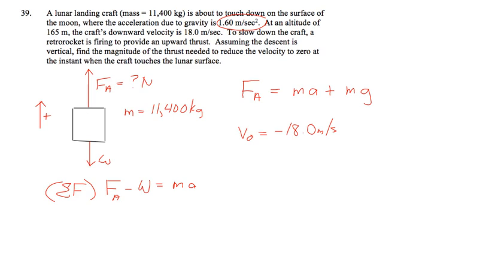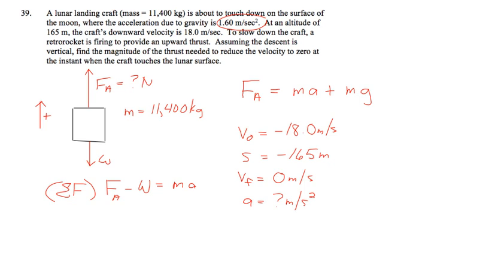All right? And it's going to go from 165 meters above the moon down to the moon. So the displacement is going to be negative 165. And the final velocity is 0. And we're looking for A. So those are your facts.